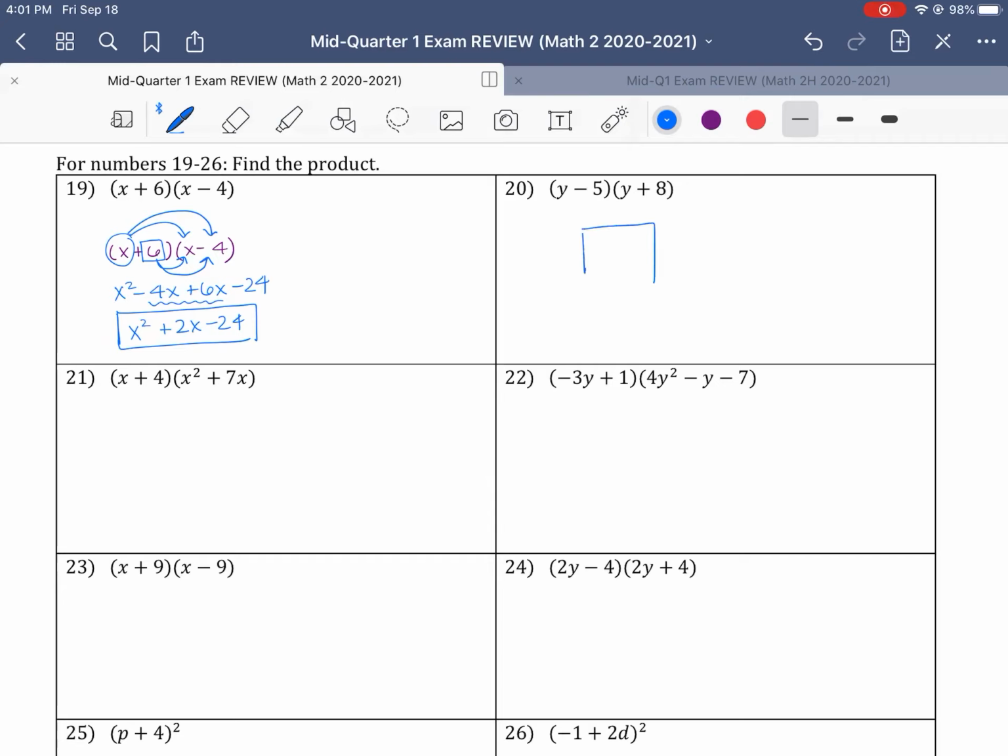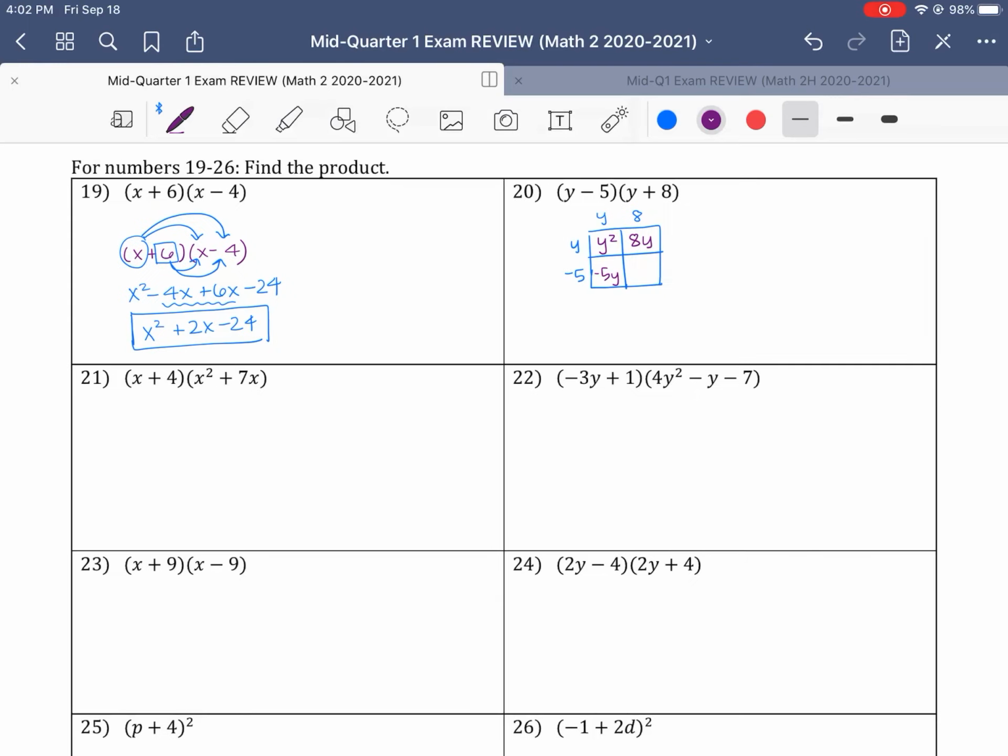Okay. If you like the box method, then on number 20, we could use that method. So just to review that one, we create a box, and we're doing a binomial times a binomial. So it's a 2 by 2. One of the polynomial's terms goes on the left, the other polynomial across the top. We then multiply to fill in the box. So we do y times y is y squared. Y times 8 would be 8y. On the bottom row, negative 5 times y is negative 5y. And negative 5 times 8 is negative 40.